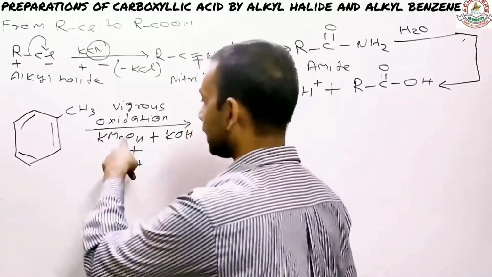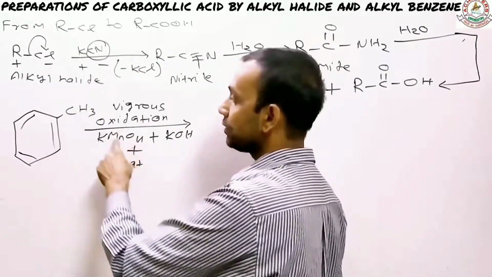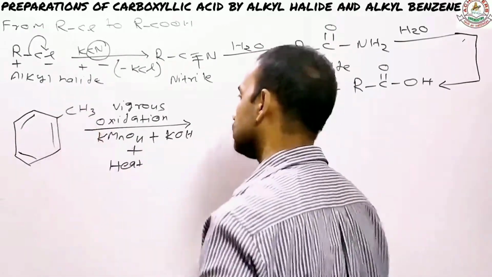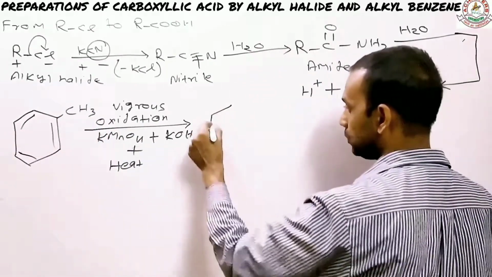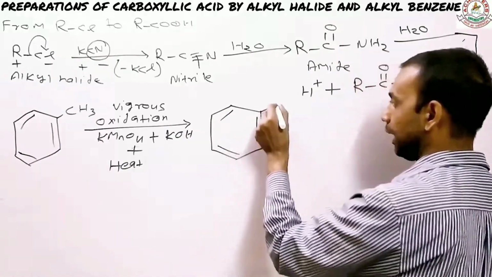This acts as an oxygen donor, and it oxidizes the carbon right here. It doesn't matter how many carbons there are. This converts into carboxylic acid. So what do you get? You get this one. And what is this called?